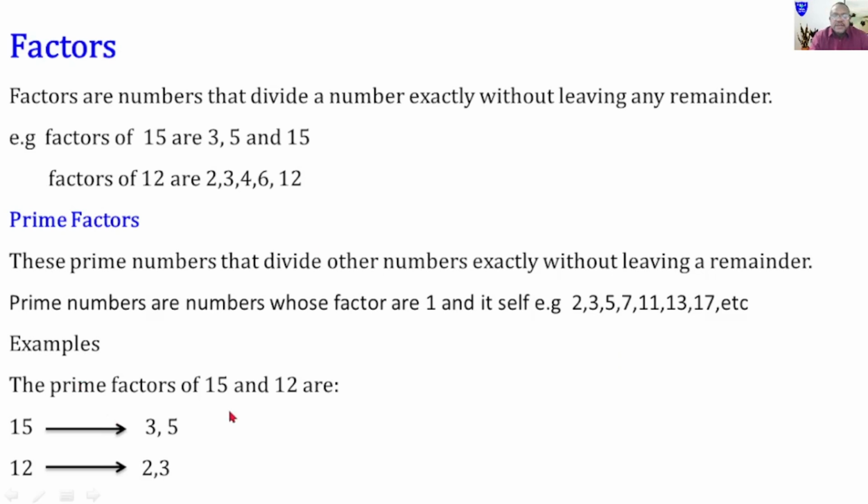Now, in the case of the 2 numbers whose factors we found on top, 15 and 12, these ones here are the prime numbers. 3 and 5 are the only prime numbers that can divide 15 exactly. Therefore, these are the prime factors of 15. For 12, its prime factors are 2 and 3. These are the only prime numbers that can divide 12 exactly without leaving a remainder.